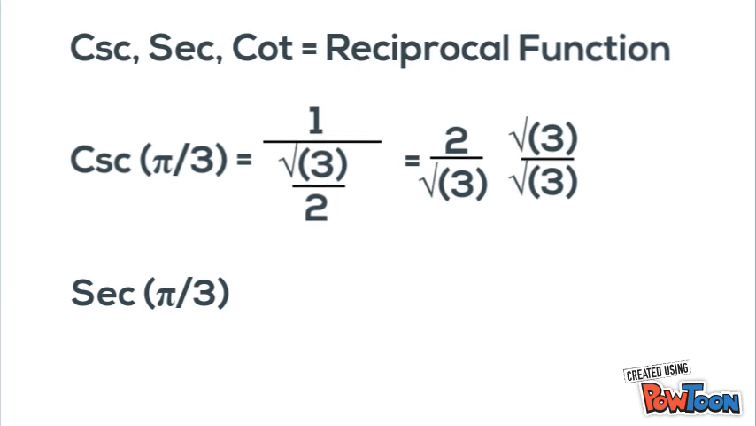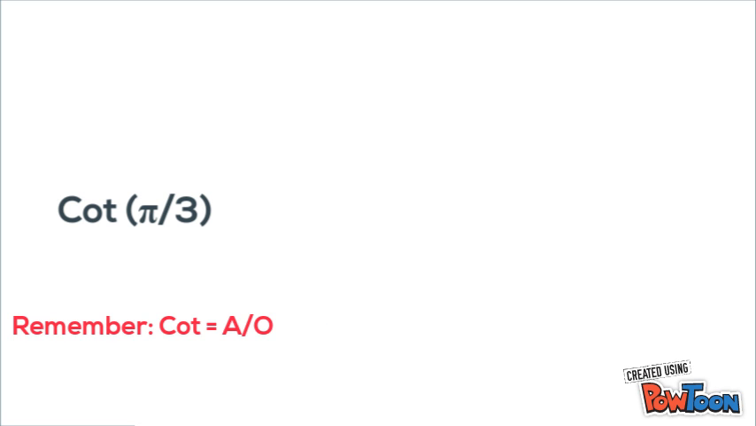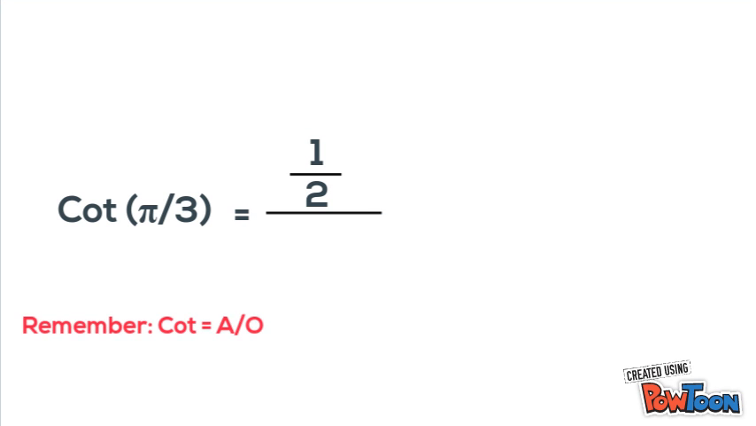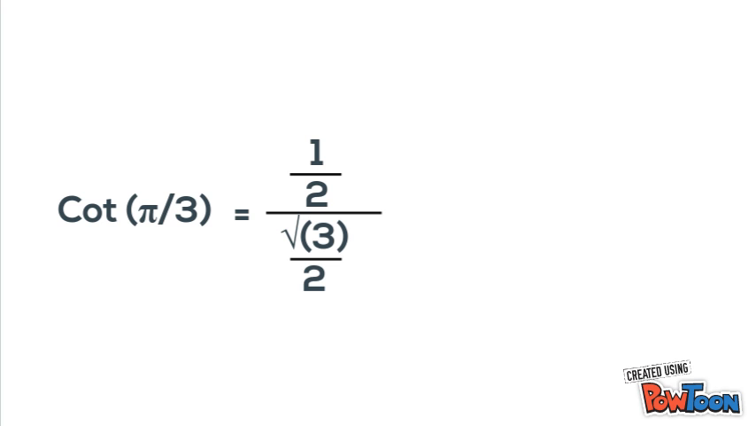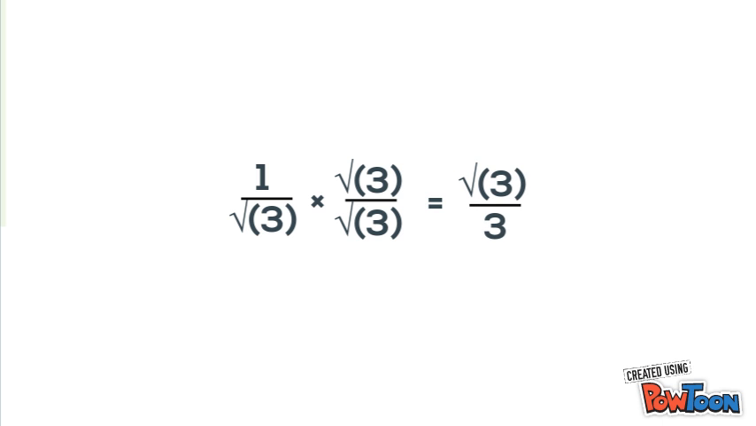Secant of pi over 3 is 1, the hypotenuse, divided by 1/2. This is the same thing as multiplying by the reciprocal 2, so your final answer is 2. Finally, cotangent is adjacent over opposite. For the angle pi over 3, the adjacent side is 1/2, and the opposite side is the square root of 3 over 2. Multiply 1/2 by the reciprocal, and you are left with 1 over the square root of 3. Rationalize the denominator by multiplying both sides by the square root of 3, and your final answer is the square root of 3 over 3.